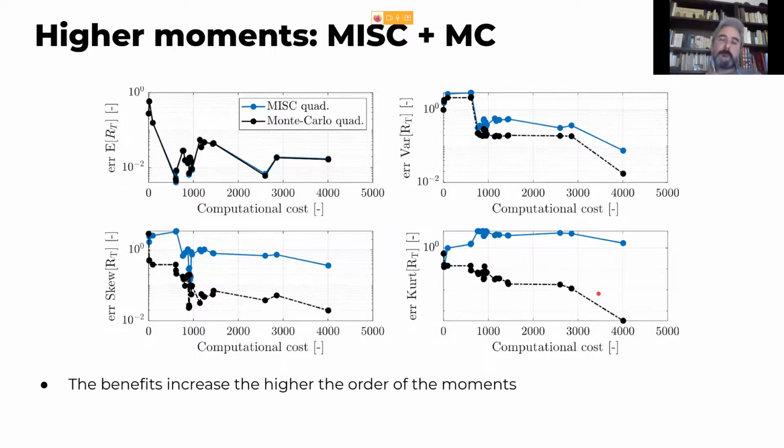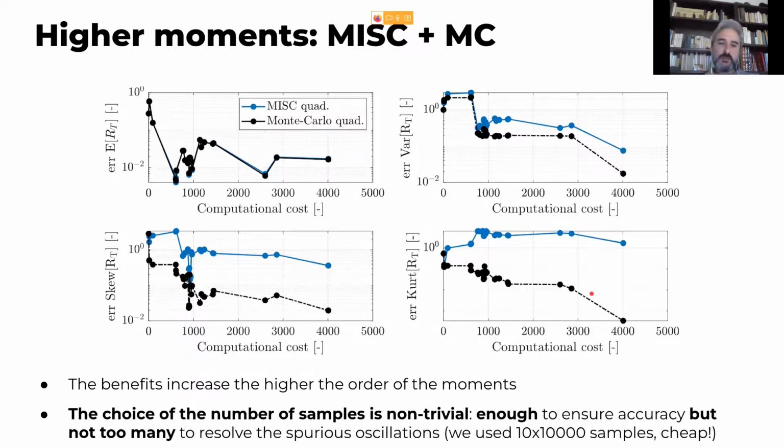Here you see in blue the convergence of MISC, and in black the convergence of the Monte Carlo quadrature applied to the MISC response surface. So this works, but it's a hack that you do afterwards to fix the results, right? And also, it's not obvious how to choose the number of Monte Carlo samples. Of course, sampling a surrogate model with Monte Carlo is cheap, so it's not a matter of cost. It's a matter of how many samples.